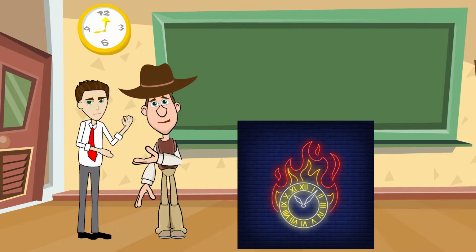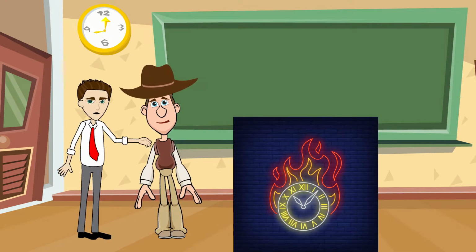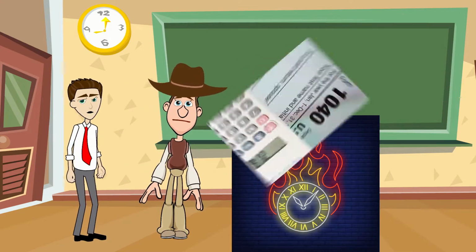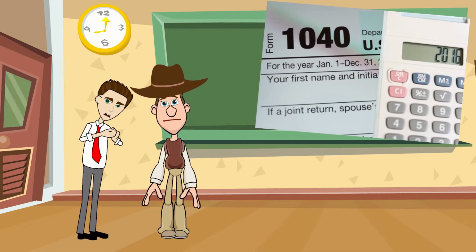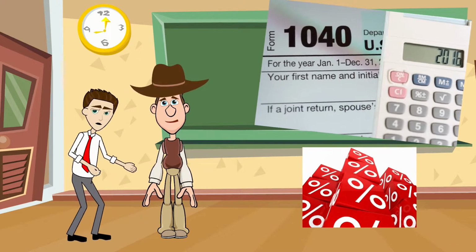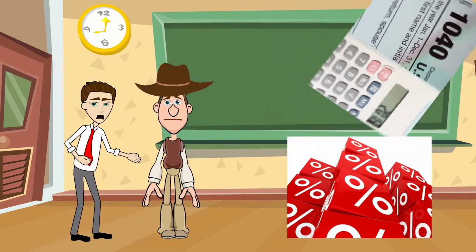Short-term capital gain occurs when an investment is sold within a year of purchase. It is added to regular income and taxed at the applicable income tax rate, which is usually much higher than long-term capital gains tax rate.